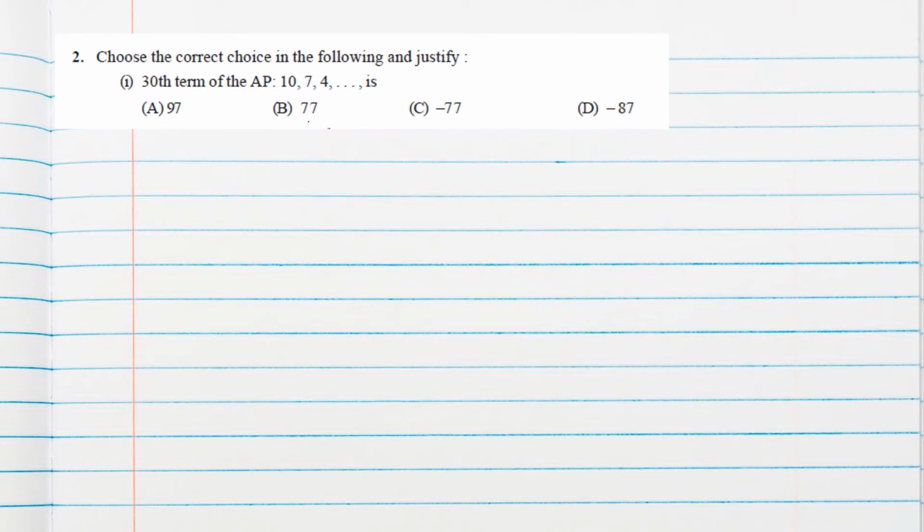In question 2, choose the correct choice in the following and justify. The 30th term of the AP we should find, that is a_30. a_30 we should find, that is n is 30 here. And see, 10 is the first term. And to find the difference, we can find 7 minus 10. Yes, minus 3 is the difference.